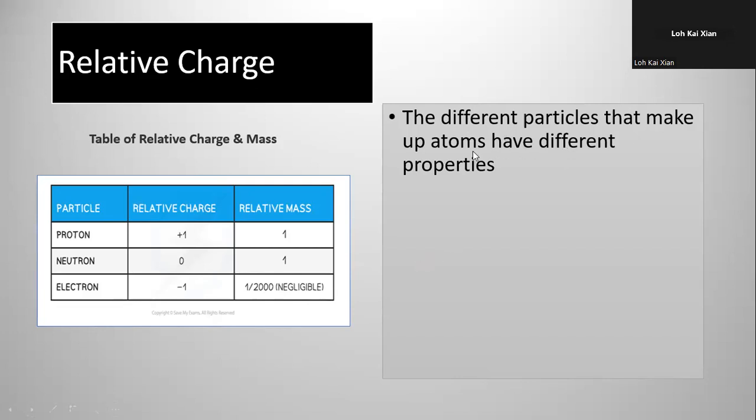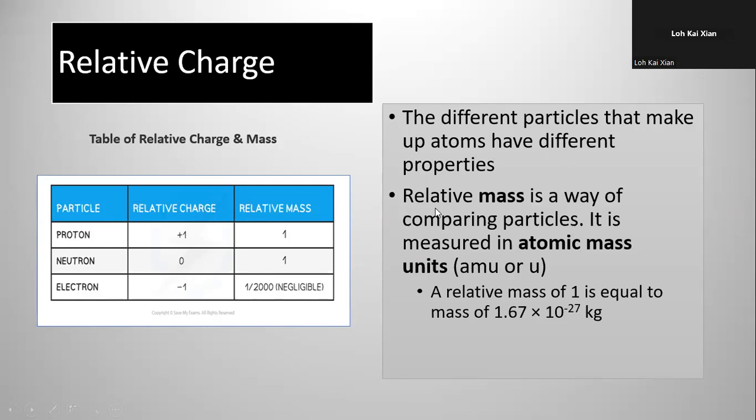Different particles that make up the atom have different properties. Relative mass is a way of comparing particles. Relative mass is to compare. It's a measure of the atomic mass unit. Some use AMU or u. This is for your info only. You don't need to know that much. Only in A level you need to know more than that. So the relative mass of 1 is equal to 1.67 times 10 to the power minus 27 kilogram. Okay, it's for your info.